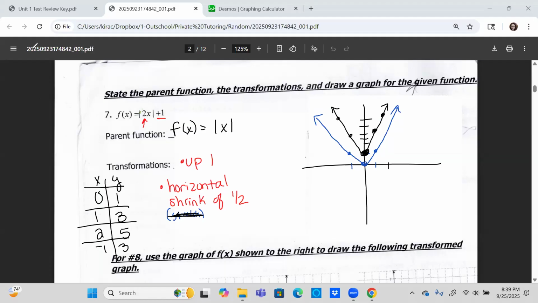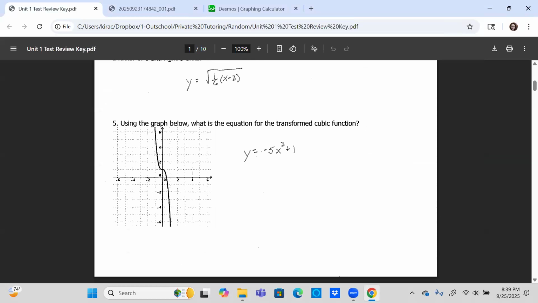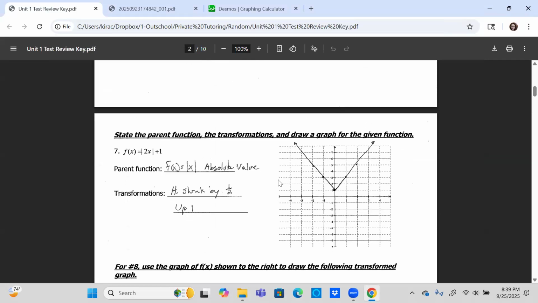So I'll pop to the key there. And of course, we could go to Desmos to see this. Yeah, it looks good.